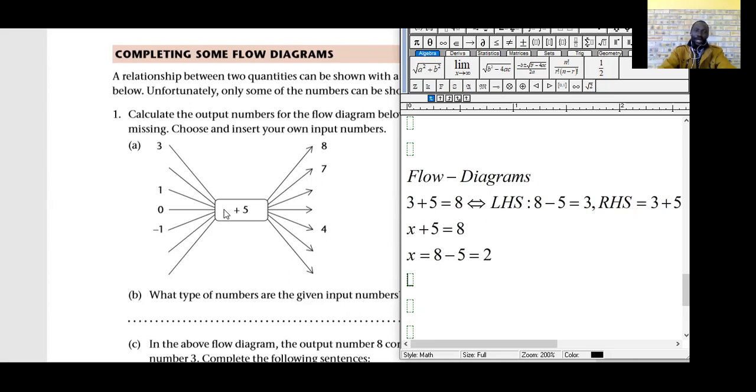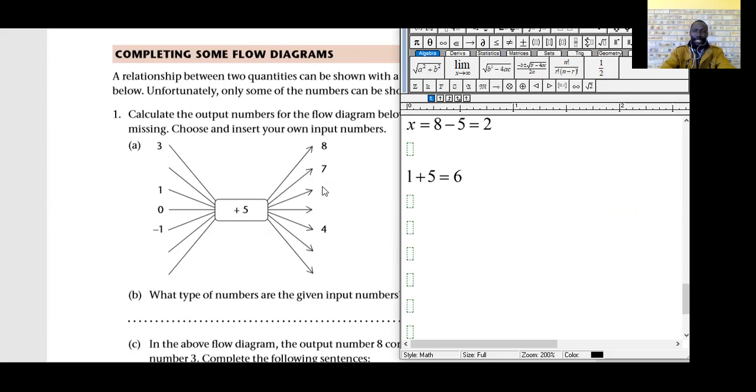Then we have 1. When we add 1 to 5, what do we get? We get 6. Then we carry on like that. So here we have 0 next. When we add 5 to it, what do we get? We get 5. The next number is -1. So when we have -1, the operator is +5. When we do that, what do we get? We get 4, because -1 plus 5 is the same as 5 minus 1. And so that gives us +4. You could also write it like this.